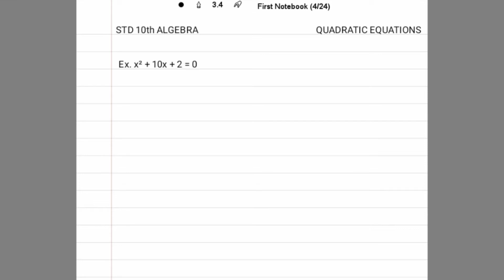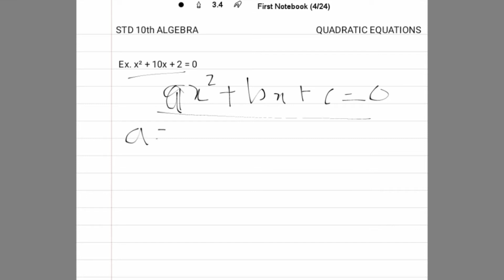We will start by comparing the given equation with the standard form of the quadratic equation, that is ax square plus bx plus c is equal to 0. Now we will compare this with the given equation, and from that we will get the values of a, b and c. So in this equation, the value of a is 1, the value of b is 10 and the value of c is 2. So we got the values of these, right?